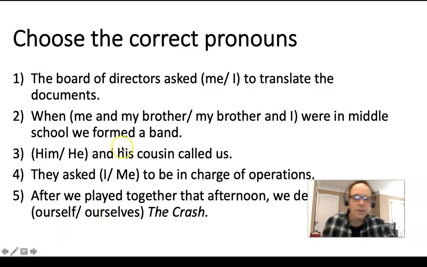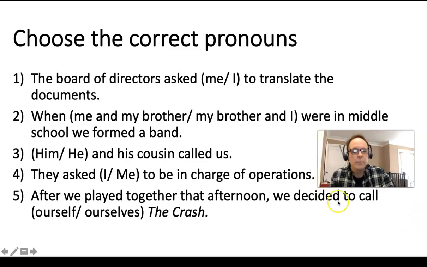So let's take a little quiz. Again, if you got this far, congratulations. I know grammar can be kind of not the most exciting thing, but it can be useful. So let's look at this one. The board of directors asked me or I to translate the documents. So the board of directors asked, who's the subject? So we would say the board of directors is the subject. So we have to choose either a subject pronoun or an object pronoun here.